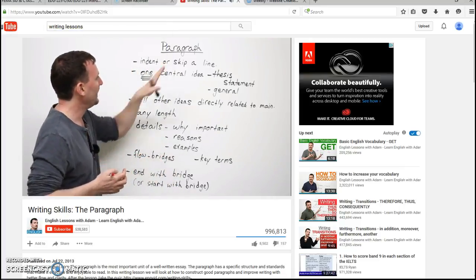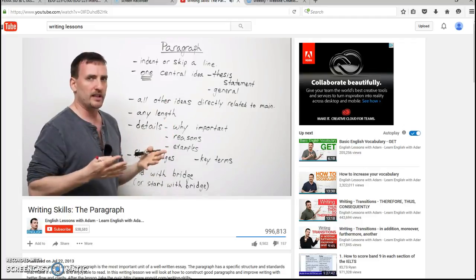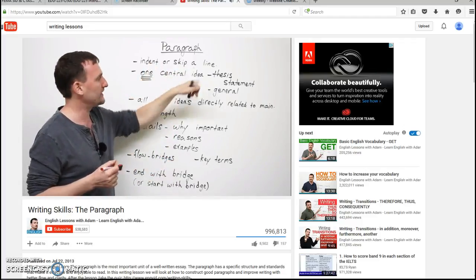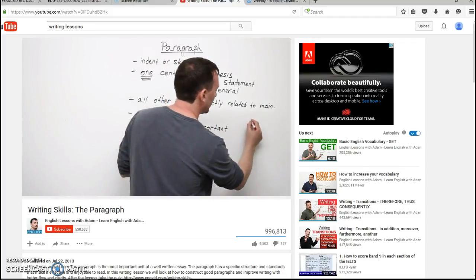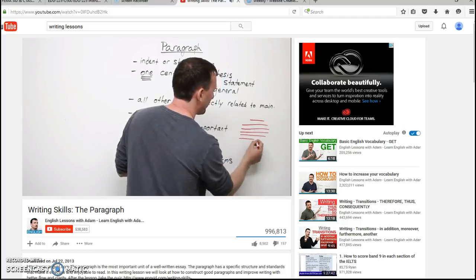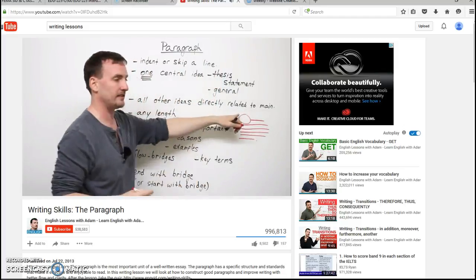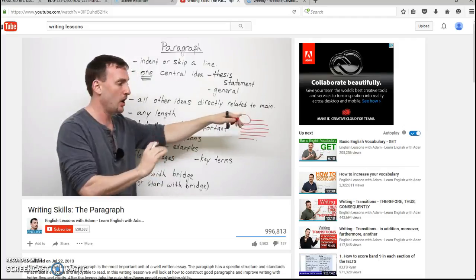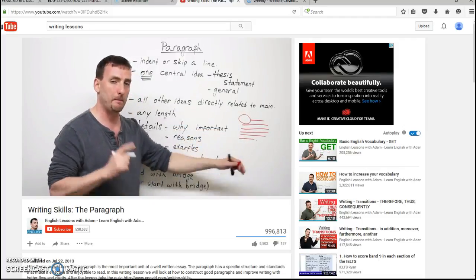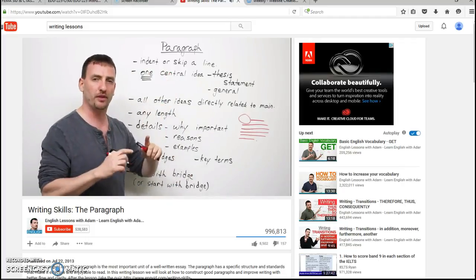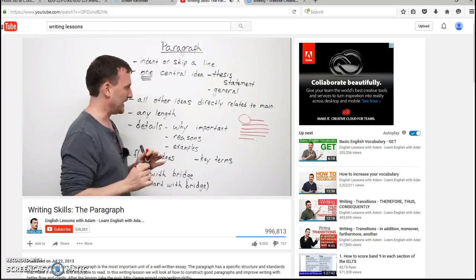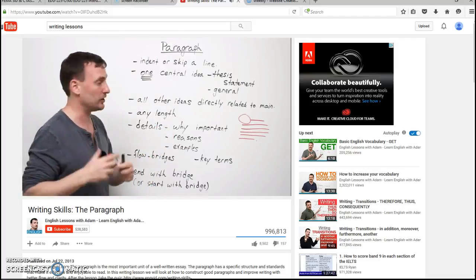So let's begin. In terms of the actual way a paragraph looks, you have to indent or skip a line. So let me just make sure you understand what an indent is. This is an indent. The first line a little bit pushed in. Or you can make sure you skip a line between paragraphs. But don't do both. If you skip a line, don't indent. Okay? That's the main thing. Now, that's in terms of the way it looks.